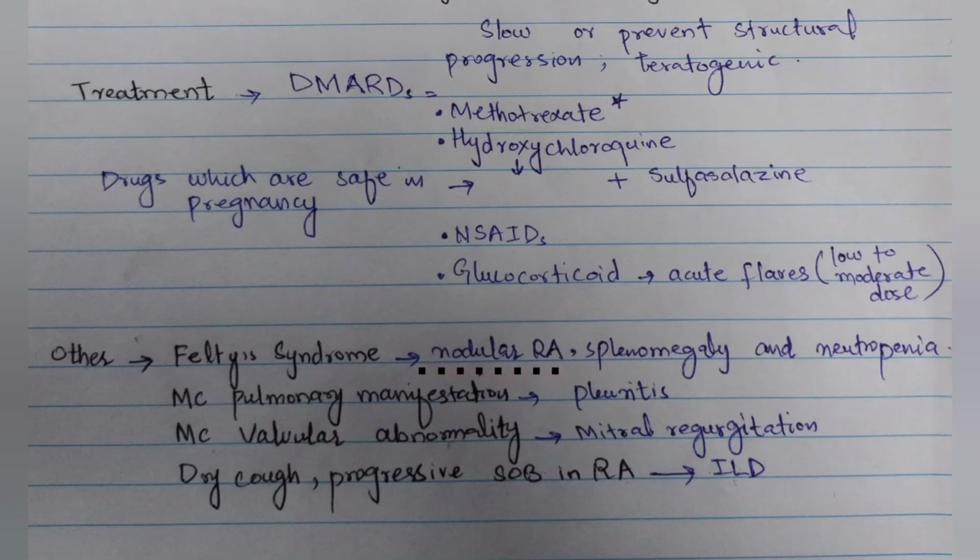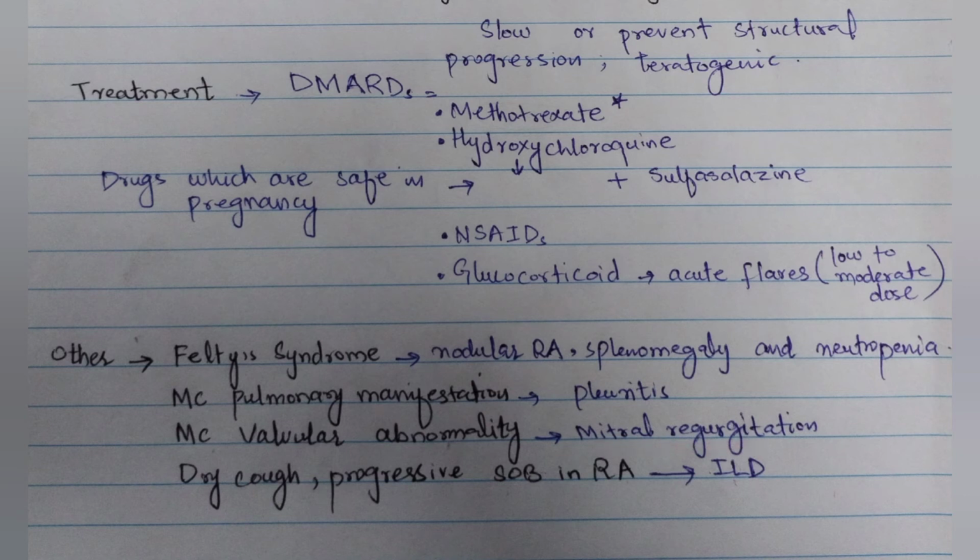Now, if a patient has nodular rheumatoid arthritis, splenomegaly, and neutropenia, it's called Felty syndrome. Now, what is Felty syndrome? Felty syndrome is a potentially serious disorder, defined by the presence of these three conditions: rheumatoid arthritis, enlarged spleen, and decreased WBC count. The most common pulmonary manifestation in rheumatoid arthritis is pleuritis. What is pleuritis? Pleuritis is when the thin layer of tissue that separates our lung from the chest wall becomes inflamed. The most common valvular abnormality in rheumatoid arthritis is mitral regurgitation.